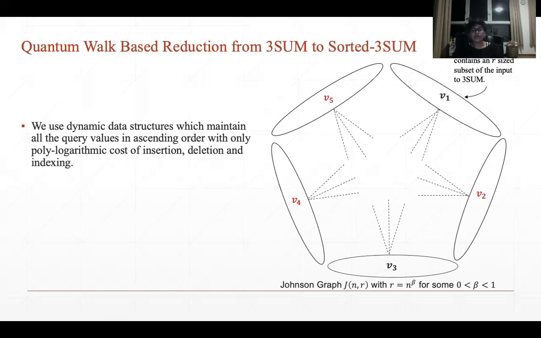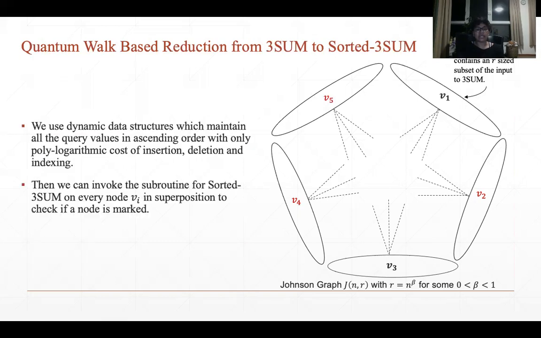So instead of calling the threesome subroutine for the checking algorithm, what we will now end up calling is a sorted threesome subroutine for every vertex. And because we'll be doing it in superposition, it's pretty fine.